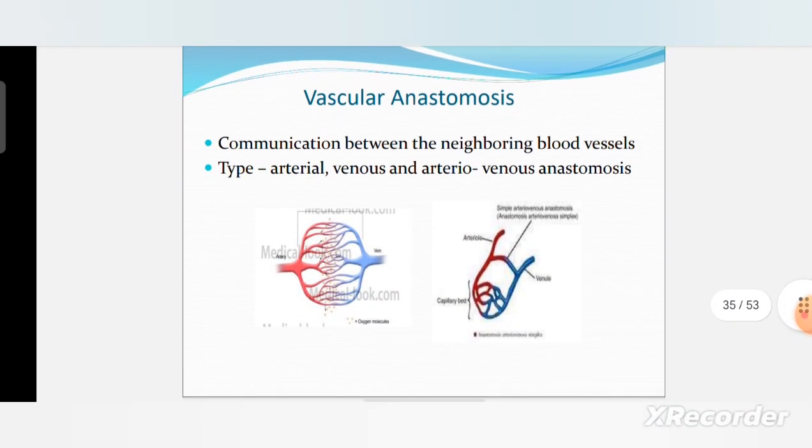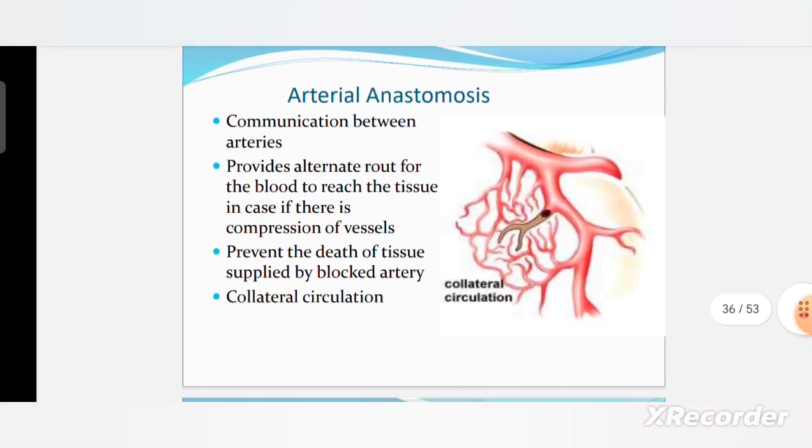Next is vascular anastomosis. Vascular anastomosis is the communication between neighboring blood vessels. Its types are arterial, venous, and arteriovenous anastomosis. First is arterial anastomosis. Arterial anastomosis is the communication between arteries. It provides an alternate route for the blood to reach the tissue in case of compression of vessels. It prevents the death of tissue supplied by a blocked artery, and it is also known as collateral circulation.